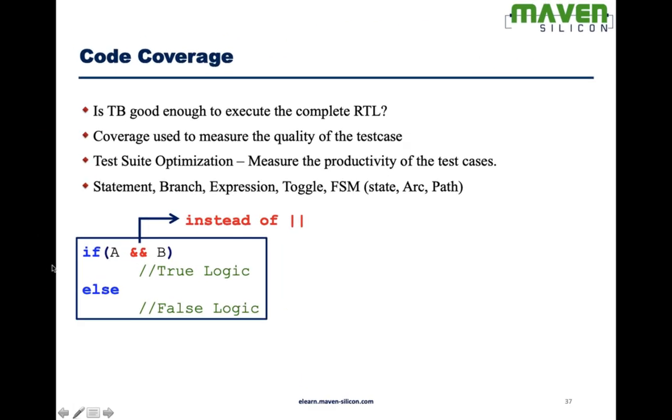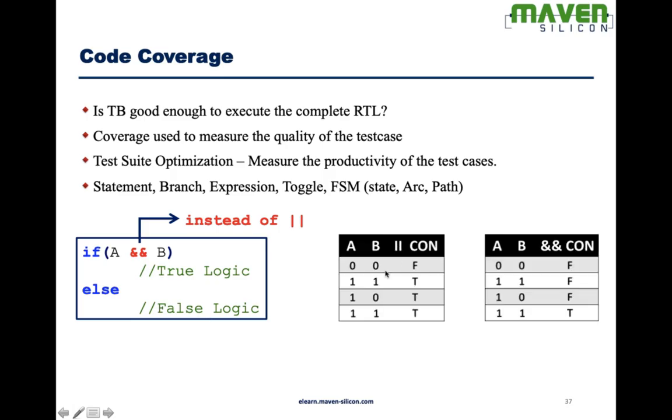For example, you have written if, else. Here the condition is A and B. Actually we used logical AND instead of OR. This is the expected one. So this is a bug. And if you consider this if else, there are two possibilities. One is executing true logic, the other one is executing false logic. So when we implement this kind of logic, obviously we would look at how to execute true logic, how to execute false logic. So we always try to apply the pattern 0, 0 and 1, 1.